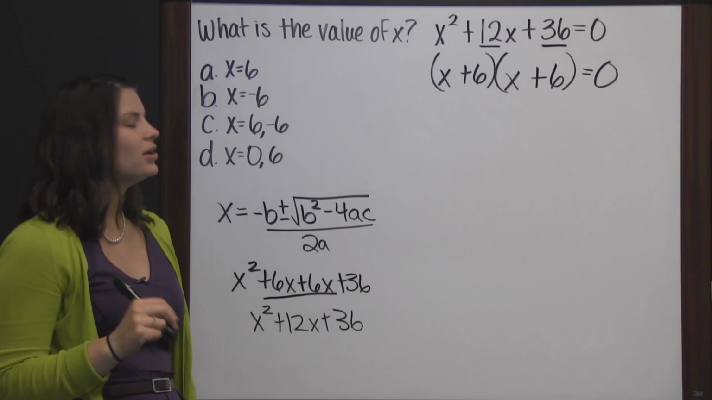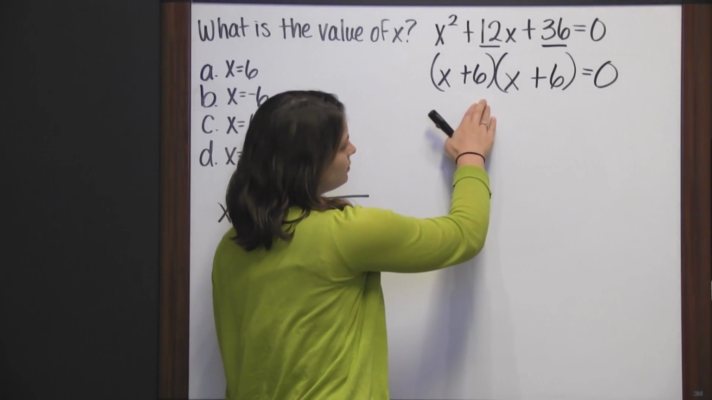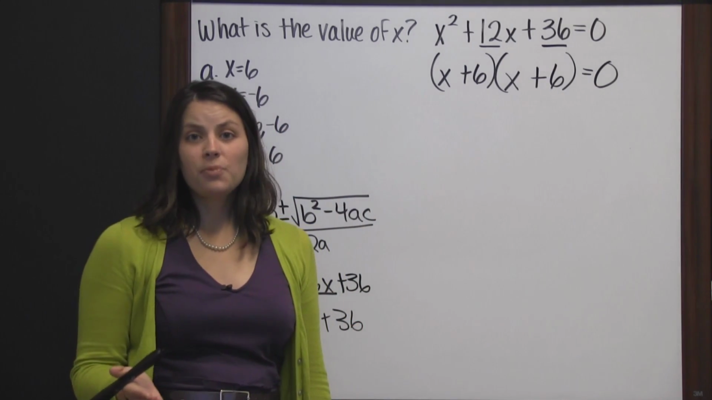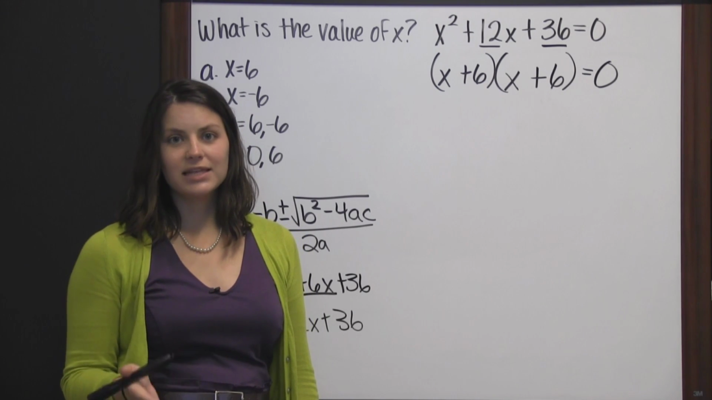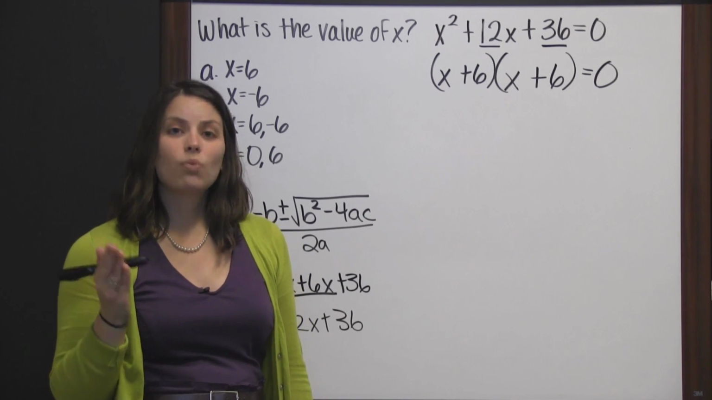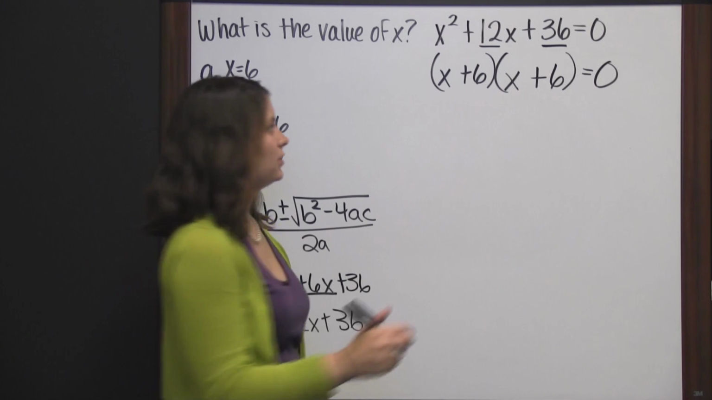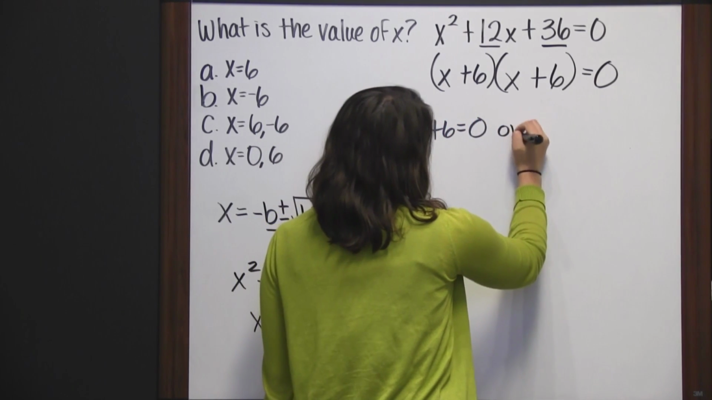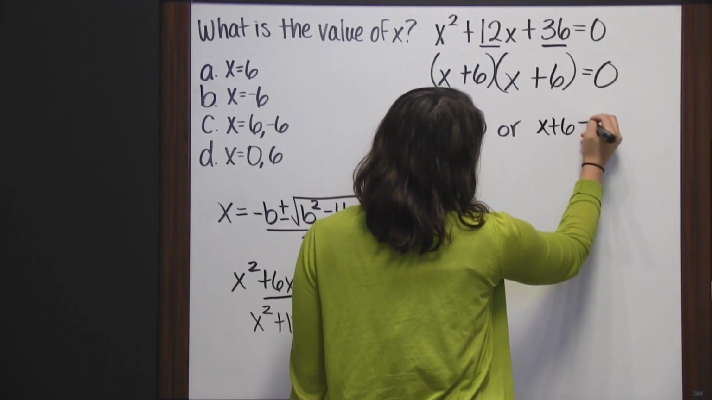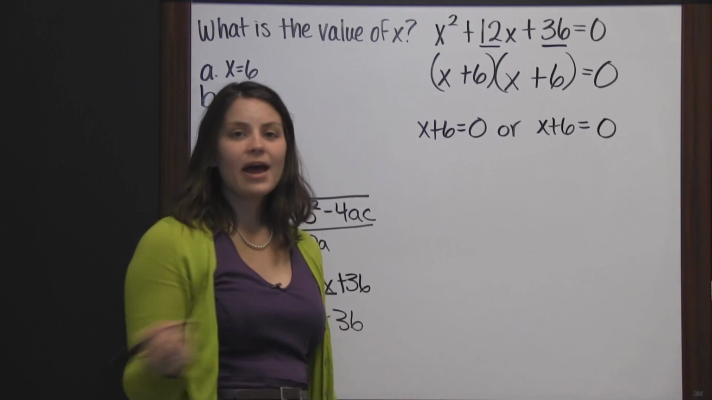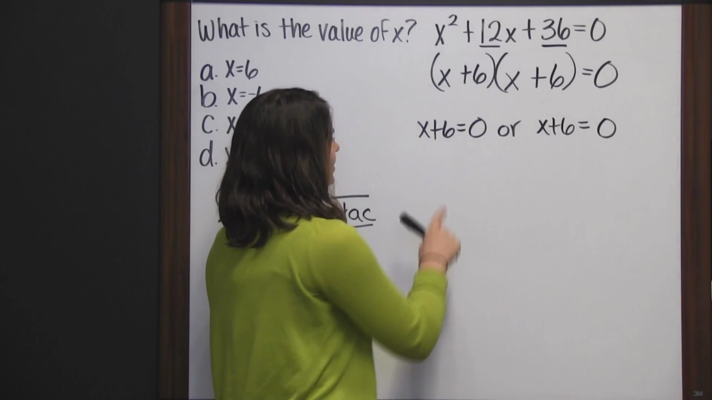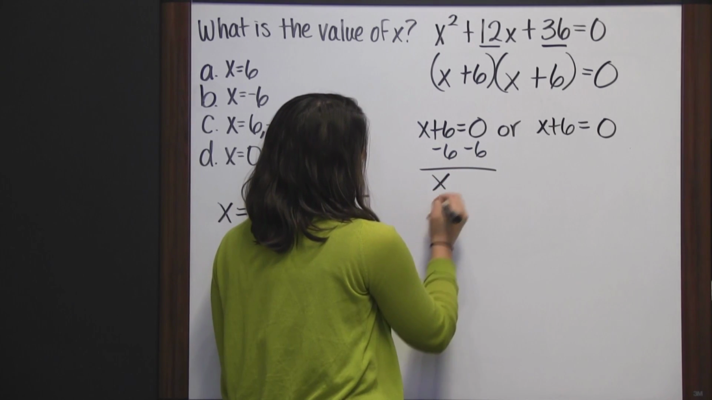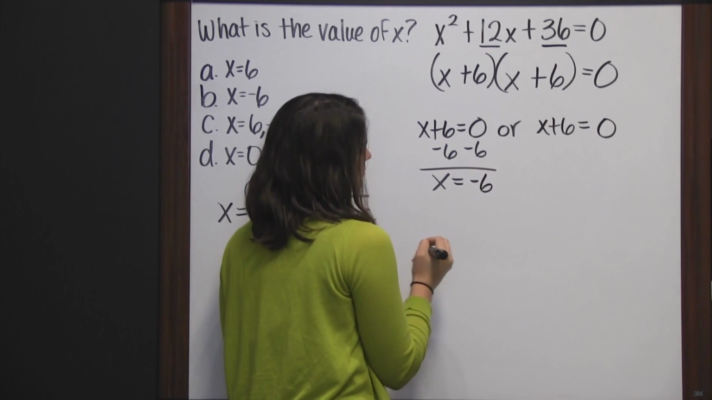So now what we have is that some number times another number is 0. And the only way you can multiply numbers together and get 0 is if at least one of your numbers is 0. That means that either this number, x plus 6, has to be 0, or this number, x plus 6, has to be 0. And now we just need to solve our equations. To solve for x, we need to subtract 6 from both sides. So we have x equals -6.